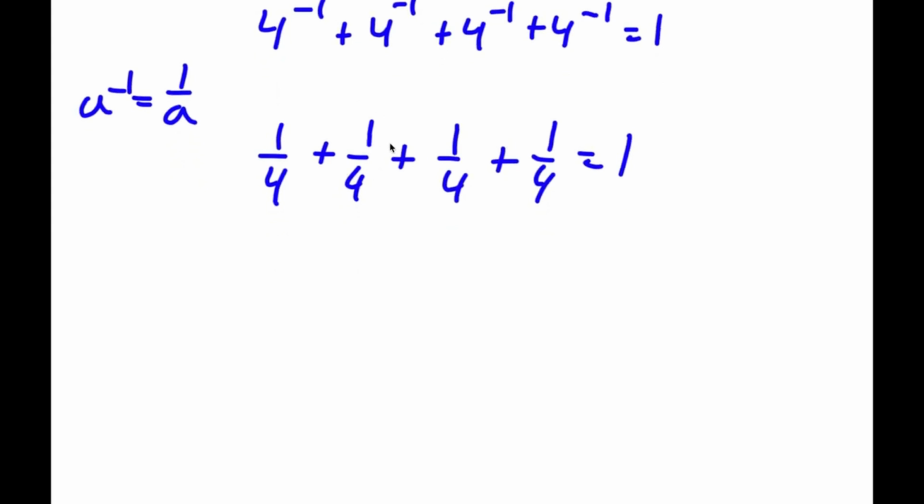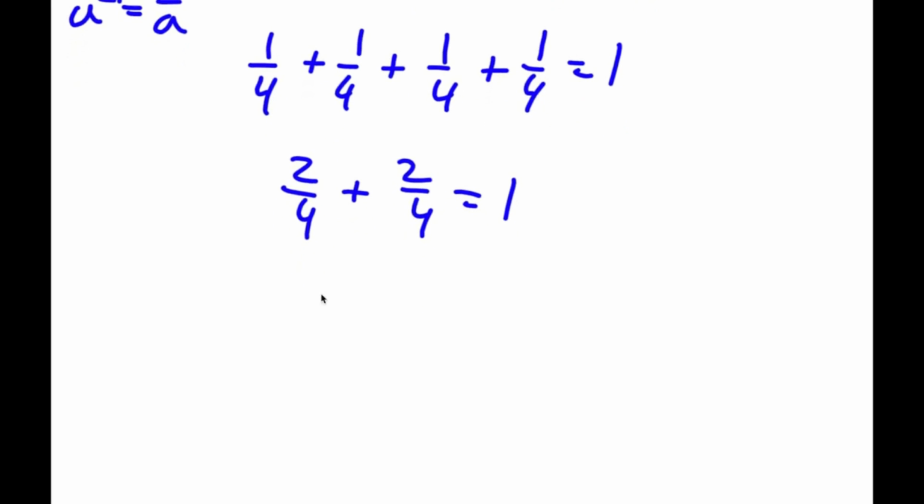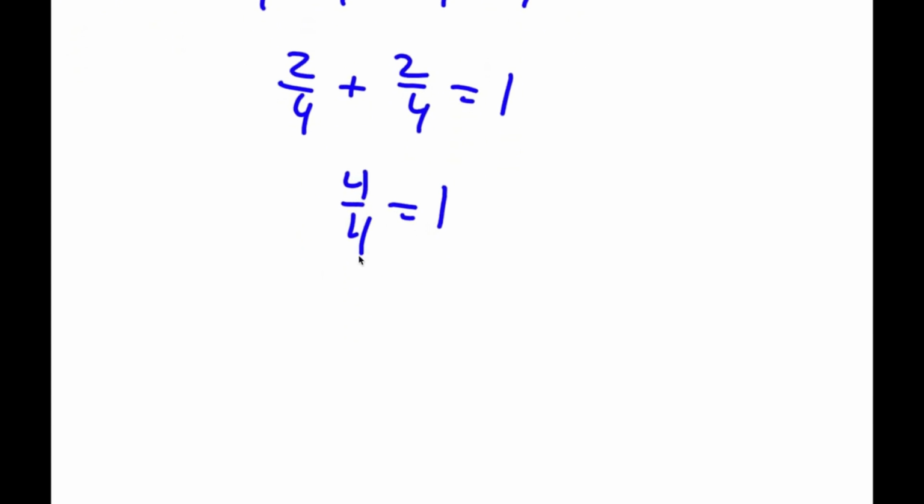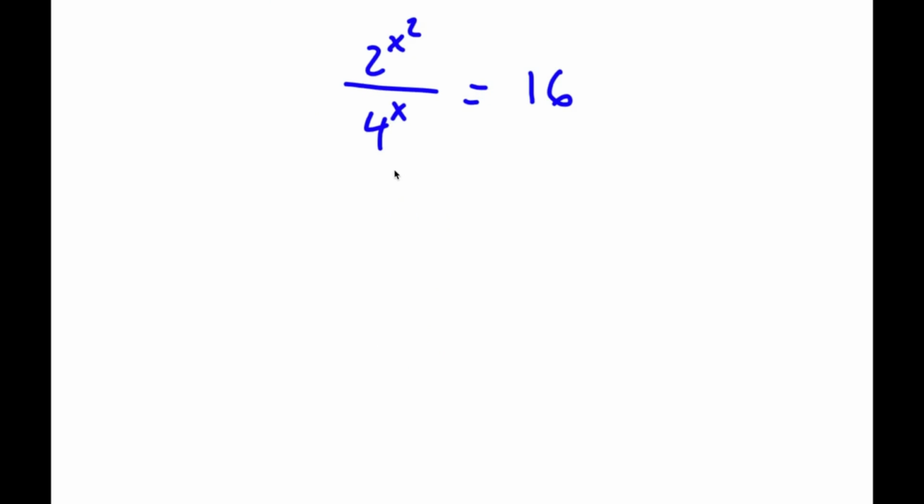Now 1 over 4 plus 1 over 4, that's going to equal 2 over 4. So I have 2 over 4 plus, again, 1 over 4 plus 1 over 4, that's going to equal 2 over 4. And 2 over 4 plus 2 over 4, that's going to equal 4 over 4. So I have 4 over 4 equals 1, and anything divided by itself is 1, so I have 1 is equal to 1, and this is right, so our solution is right as well.